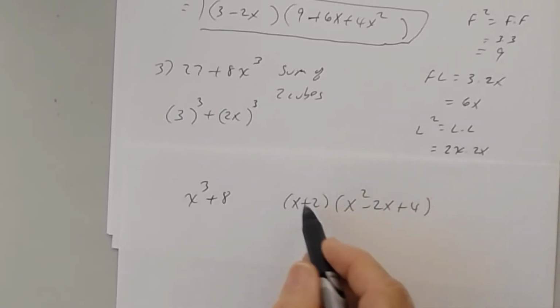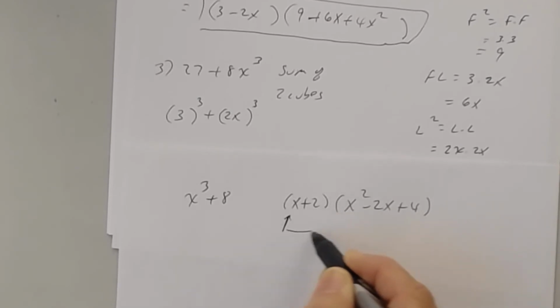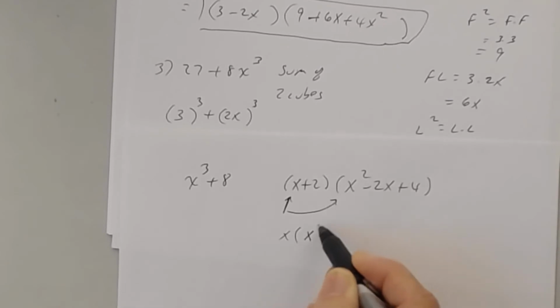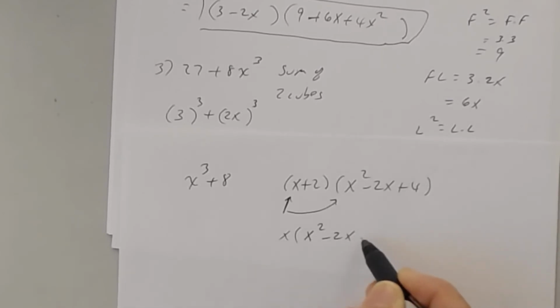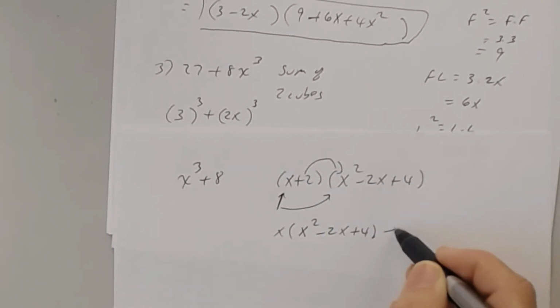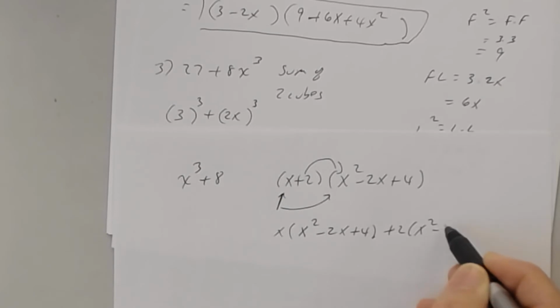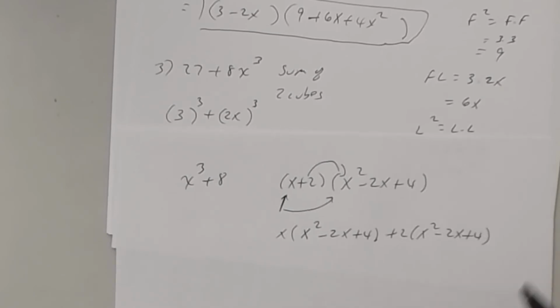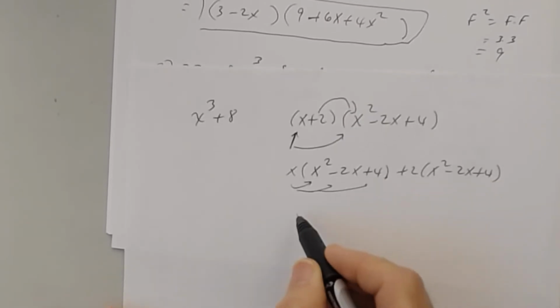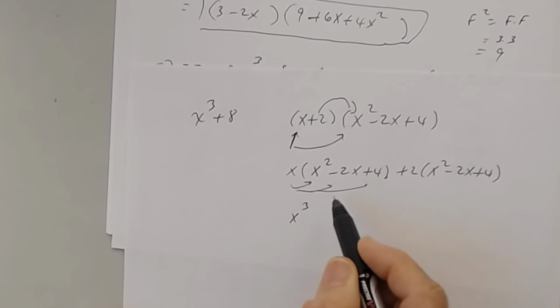You've got to say, I'm going to take each term of the binomial and multiply it by the trinomial. So you say x times x squared minus 2x plus 4, then plus 2 times the trinomial, x squared minus 2x plus 4. And then I'll distribute. What's x times x squared? X cubed.